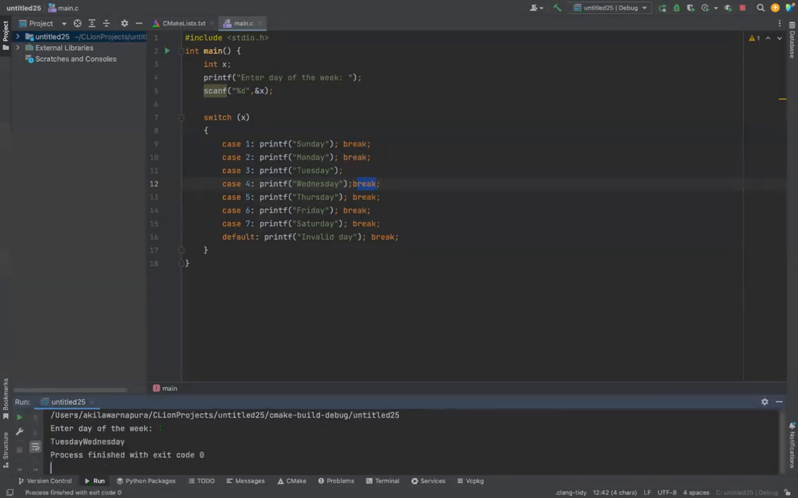Case 3. When you use case 3, you can see Tuesday and Wednesday. Tuesday is also printed and Wednesday is also printed. Why? Because there is no keyword called break. Although case 4 doesn't match, it prints everything. Suppose that you forget to mention all the breaks up to here, then all these printf statements will be printed. Do you understand this part?